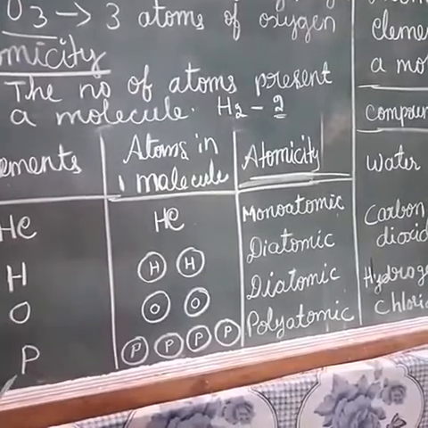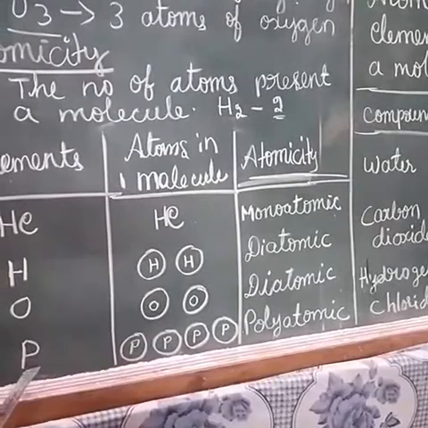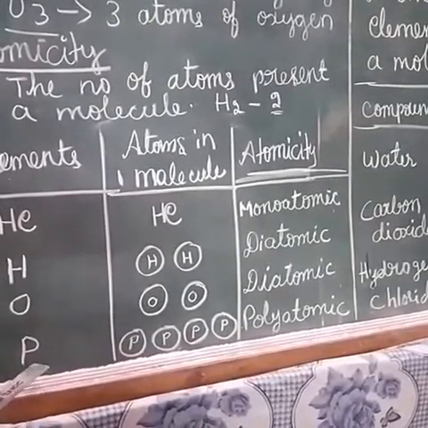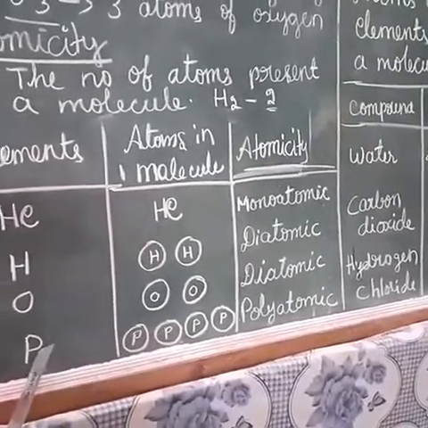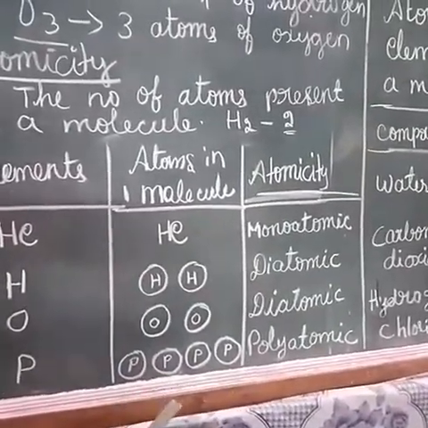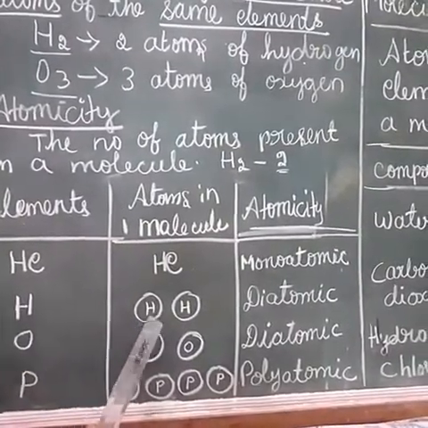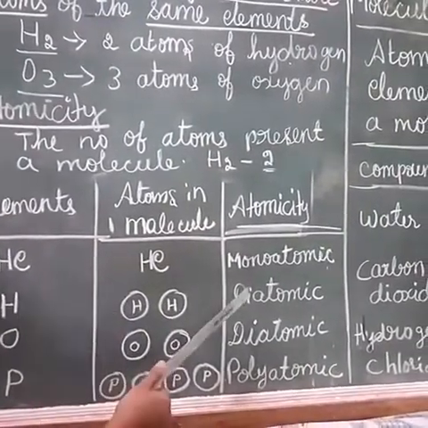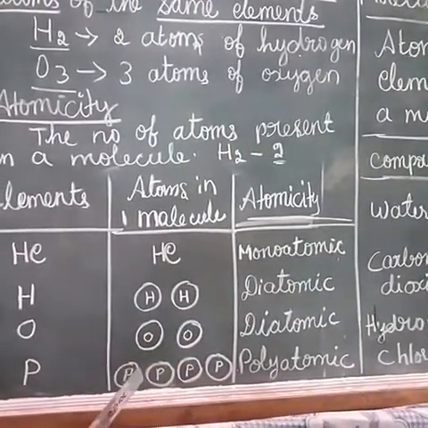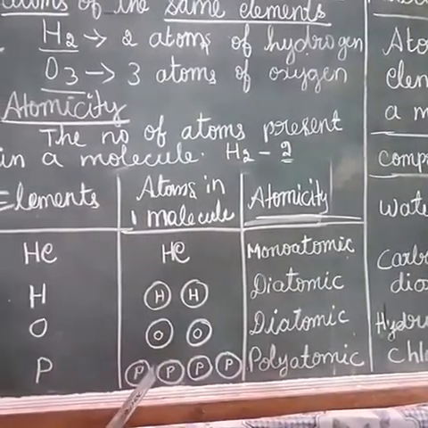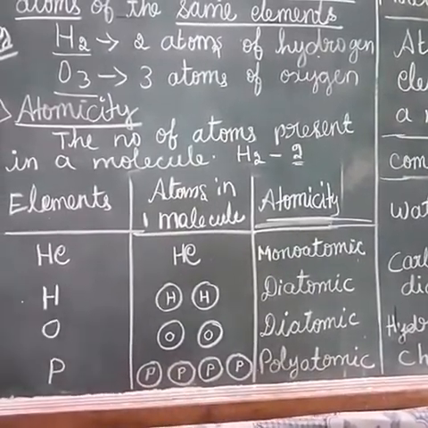Generally, any molecule containing more than two atoms is polyatomic. For example, phosphorus is made by the combination of four atoms. So phosphorus is called polyatomic. If molecules of elements are made by the combination of two atoms, they are diatomic. If they are made by the combination of more than two atoms, they are polyatomic.